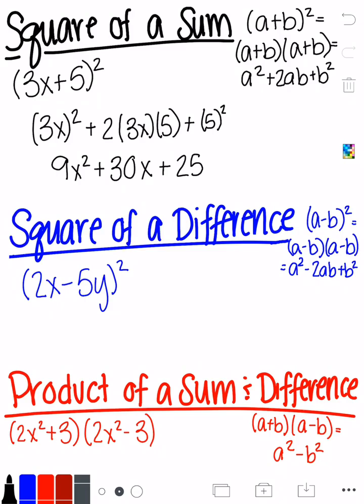We could use something like FOIL to check our answer if we wanted to, distributive property. But that's how we do the square of a sum. Just a squared plus 2ab plus b squared.